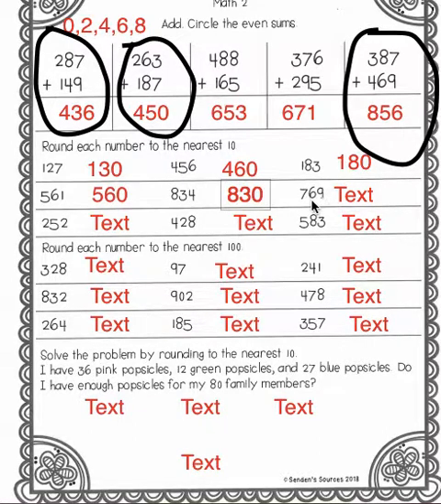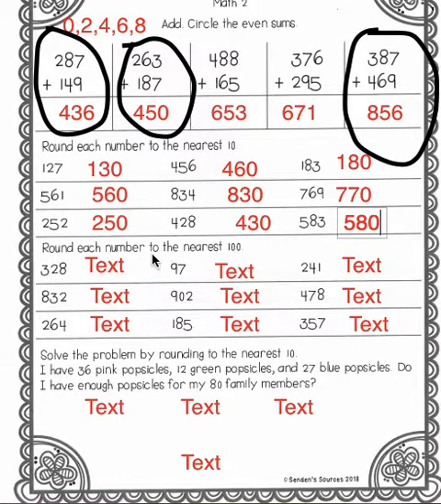769, we have a 6 in the tens place, a 9 in the ones place, this will round to 770. 252, we have a 5 in the tens place, a 2 in the ones place, this will round to 250. 428, we have a 2 in the tens place, an 8 in the ones place, this will round to 430. 583, we have an 8 in the tens place, a 3 in the ones place, this will round to 580. So that's it for that section.